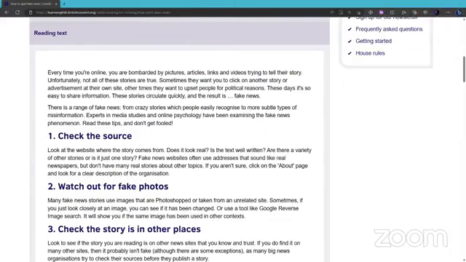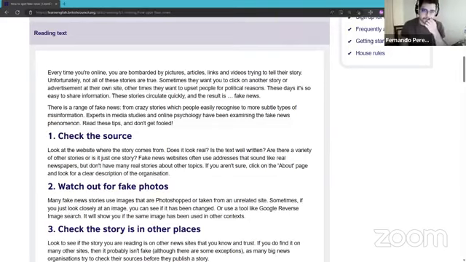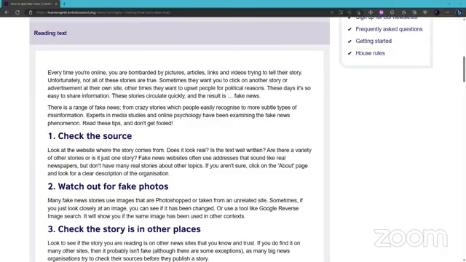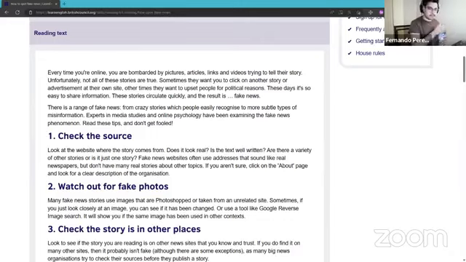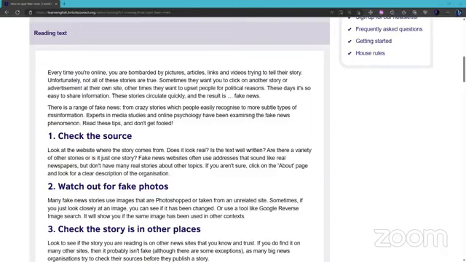Every time you are online, you are bombarded by pictures, articles, links, and videos trying to tell their story.